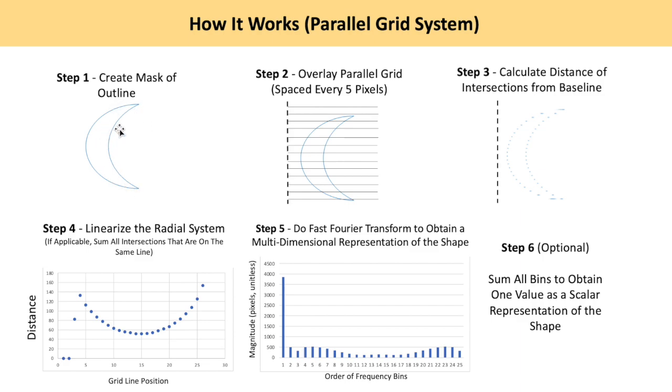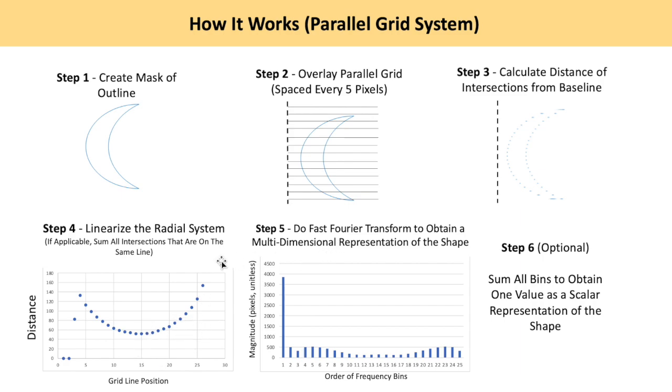So if this is the shape you want to measure, ShapeGenie allows you to pick a grid system. In this case, it's the parallel grid system to overlay on your shape. ShapeGenie will then calculate the distance of every intersection between these black lines and your object, relative to this starting point, as you can see here in step 3. And for every line that has more than one intersection, all those intersections are summed into one number, such that if you look at plot 4, there's only one value for each line position.